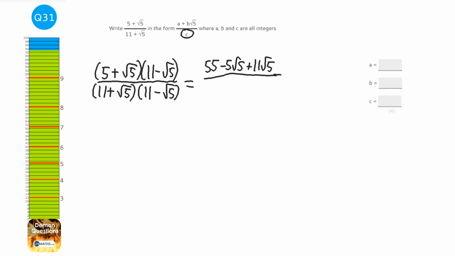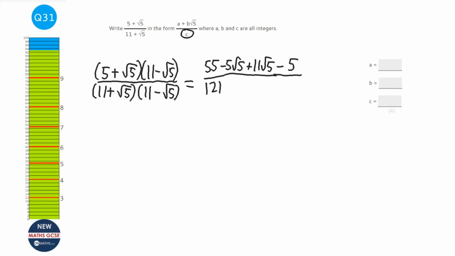I'm just going to extend my line a little bit. And root 5 times minus root 5, well, a positive times a negative is a negative. And any surd, when you times it by itself, it just becomes that number. So root 5 times root 5 is just 5. Okay, let's do the same with the bottom. So 11 times 11 is 121.